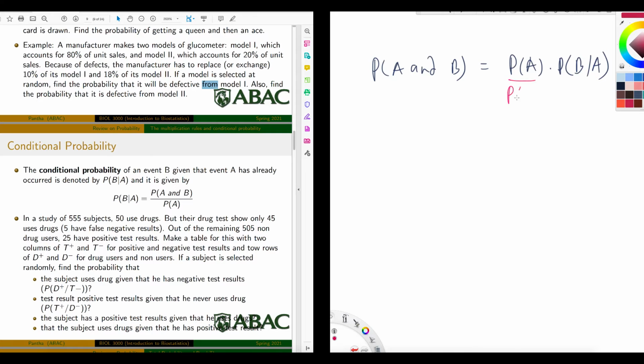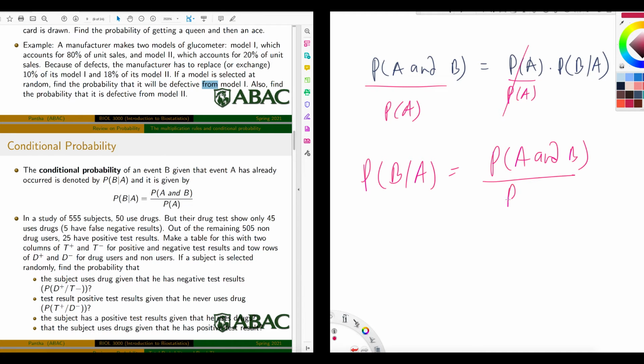So I need to divide by P(A) on both sides, right? You see that? So what do you get? Probability of B given A is equal to, that will cancel out, so you get P(A and B) over P(A). That's what you get. Now, this is another formula. This is called the conditional probability formula, okay? So what it says is the probability of event B, given that A happened already, is the same as probability of A and B divided by probability of A.